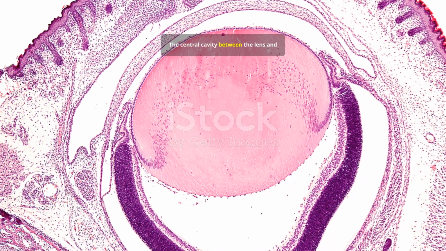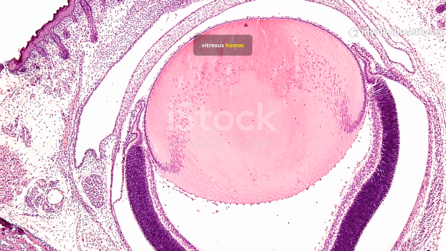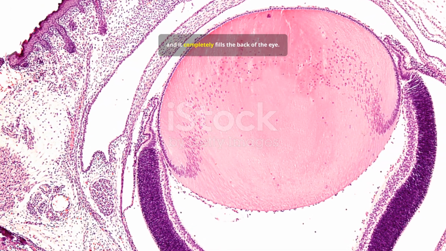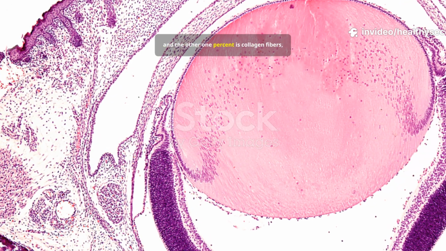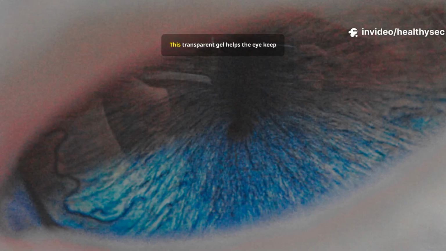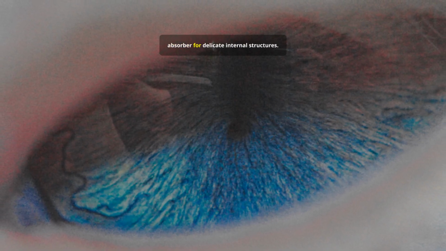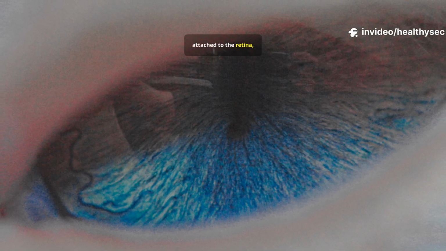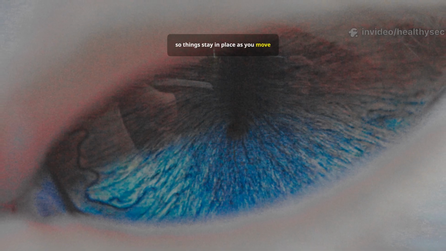The central cavity between the lens and retina is filled with a clear, jelly-like substance called the vitreous humor. In youth, the vitreous is firm and gel-like, similar to set gelatin, and it completely fills the back of the eye. It's about 99% water, and the other 1% is collagen fibers, hyaluronic acid, and other proteins that give it structure. This transparent gel helps the eye keep its round shape and acts as a shock absorber for delicate internal structures. In a young, healthy eye, the vitreous is gently attached to the retina, especially around the optic nerve and at the retinal periphery, so things stay in place as you move your eyes.